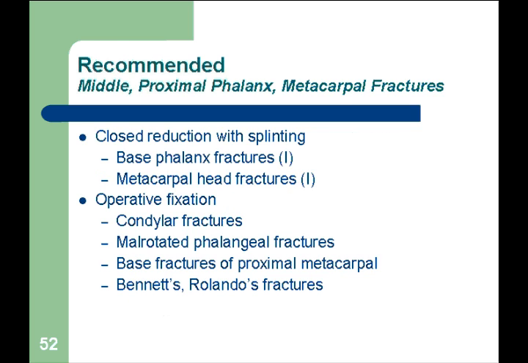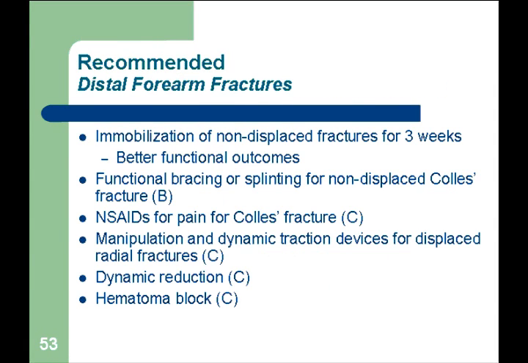Closed reduction for metacarpal fractures, particularly boxer's fractures, right little finger, left little finger, those can be done and stabilized fairly well. Phalangeal fractures, again, are very difficult. Operative treatment if it's intercondylar, if there's malrotation, or at the base of the proximal metacarpal, if it's a Bennett's or Rolando's, these are specific descriptions at the base of the thumb and the little finger. These are unstable fractures, and you want to get those people out and seen as soon as possible for surgery.